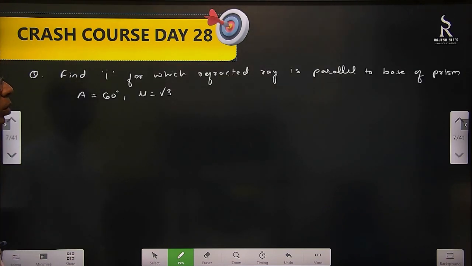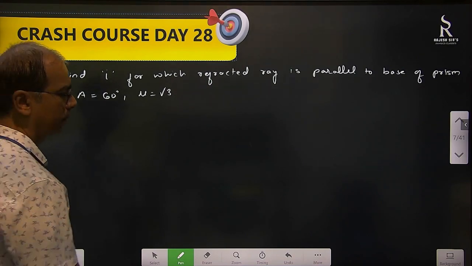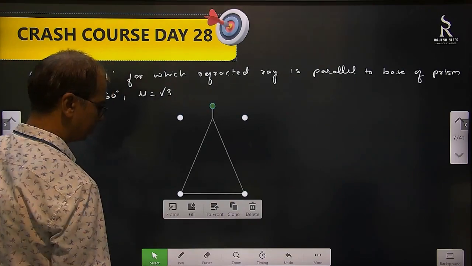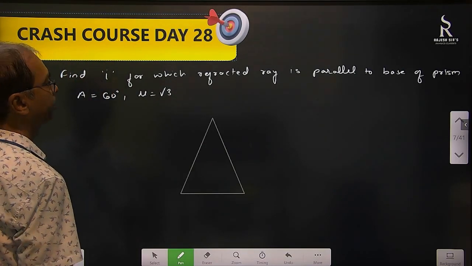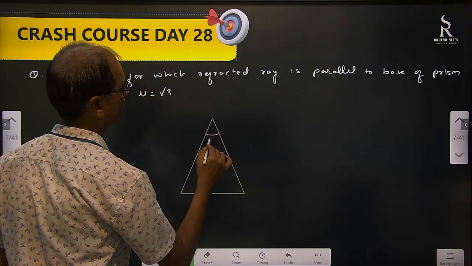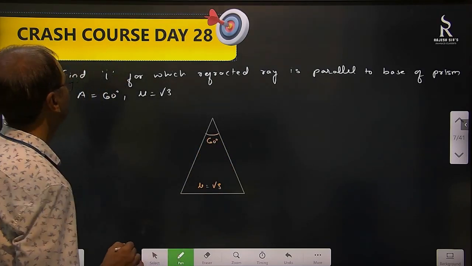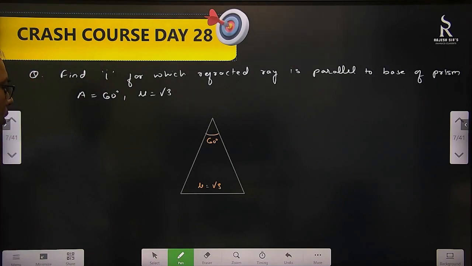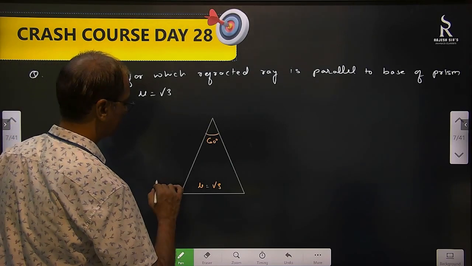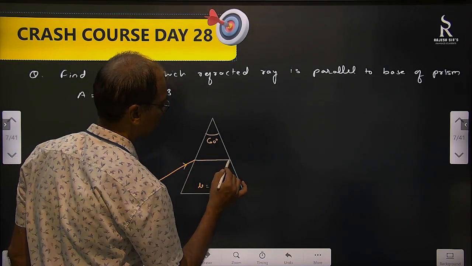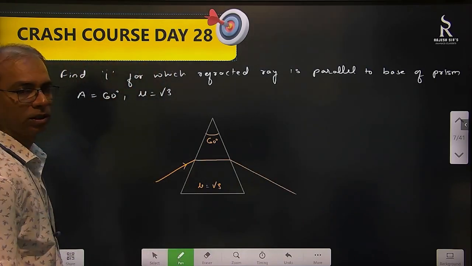Go ahead. Find i for which the refracted ray is parallel to the base of the prism. So if this is how the prism is, then he says that A is 60 degrees here, mu is root 3. Then what is he asking? The i value. So what's happening here? This is how the incident ray is going. The refracted ray is parallel to the base, and this is how the emergent ray will be there.